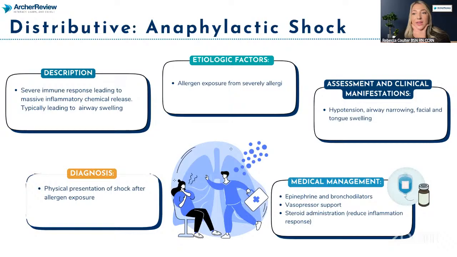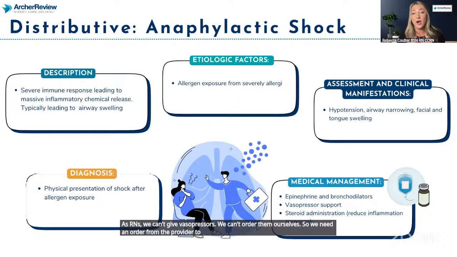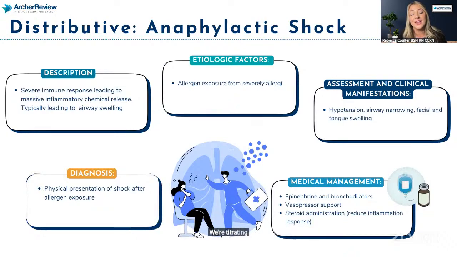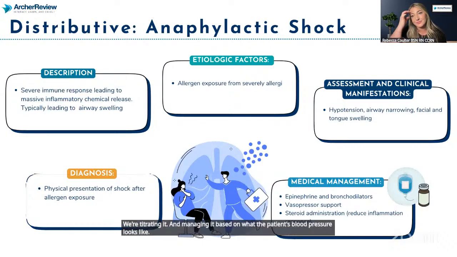As RNs, we can't order vasopressors ourselves. So we need an order from the provider to give vasopressors, but we are managing that infusion. It's a continuous infusion. We're titrating it and managing it based on what the patient's blood pressure looks like.